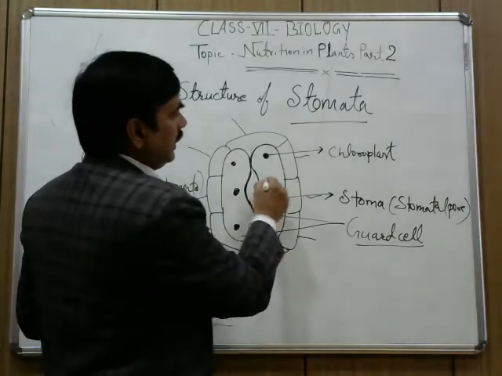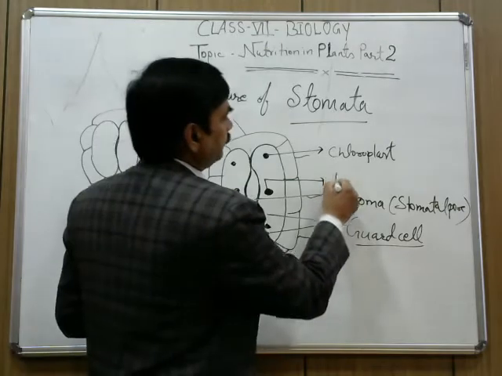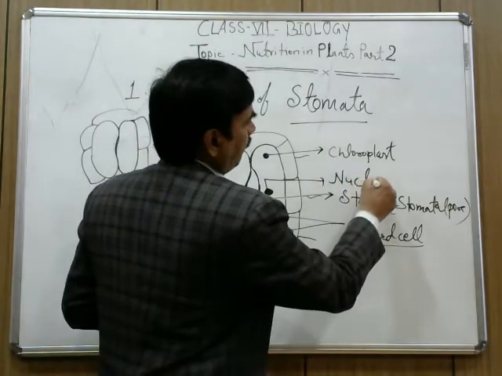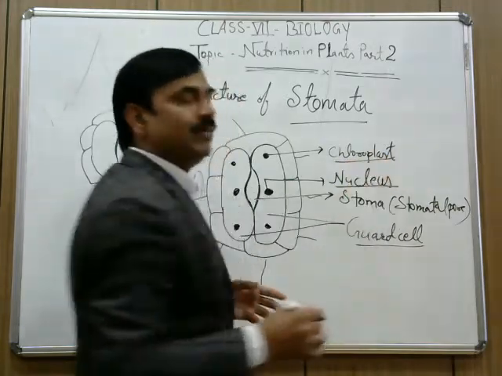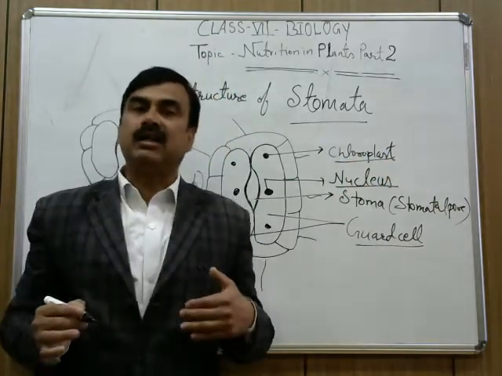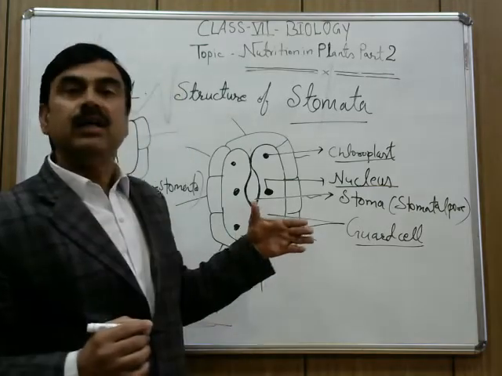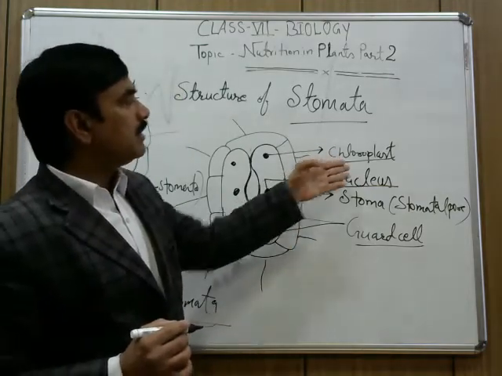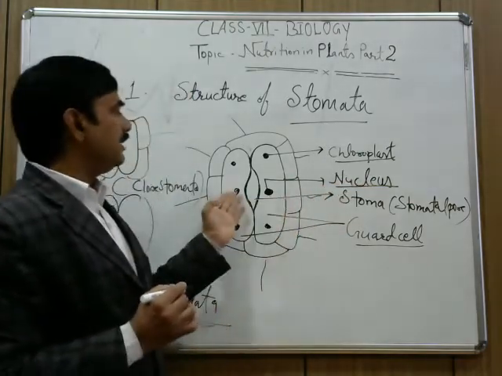Chloroplast, another labeling is nucleus. So again, there are four labelings, like in the leaf, there are four labelings. In the stomata, you can see chloroplast, nucleus. You can see, look at these.